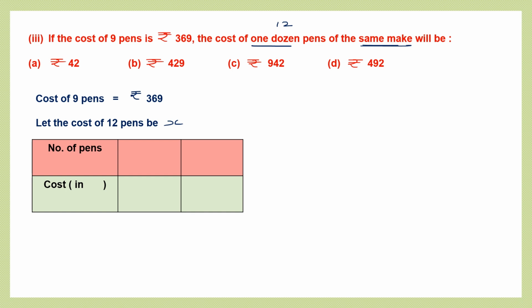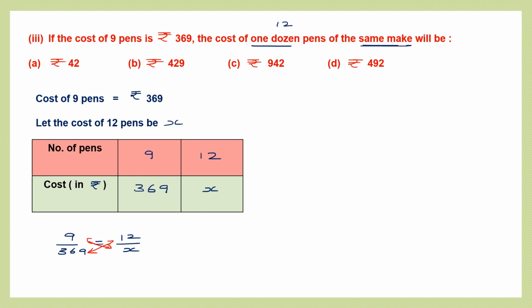So number of pens, let's write what's given to us: 9 pens and 1 dozen pens. Cost in rupees, 9 pens cost 369 rupees, 12 pens we don't know. So this is direct variation. If it is direct variation, we can write down directly 9 by 369 is equal to 12 by x, and just do cross multiplication and multiply 9 and x and 369 and 12.